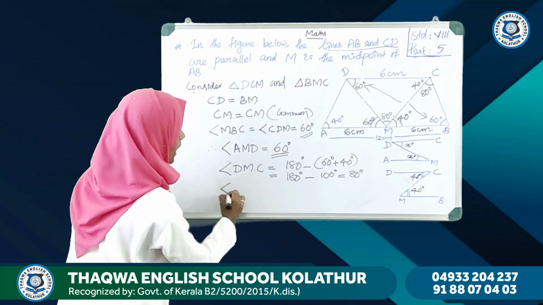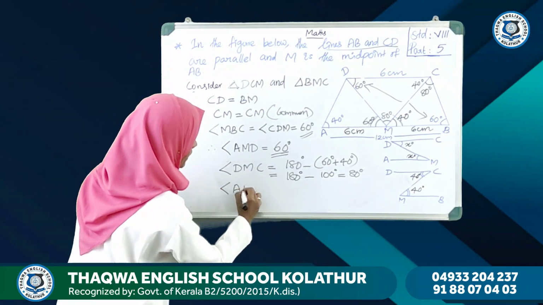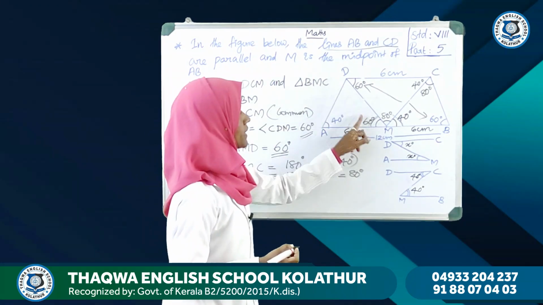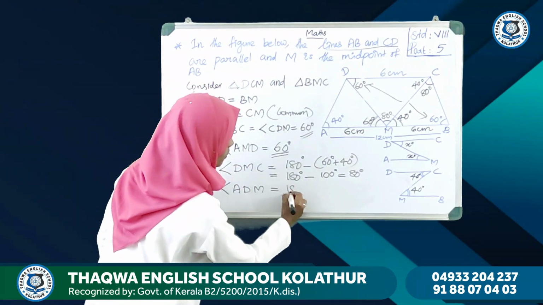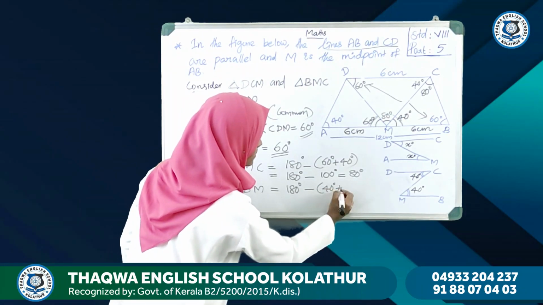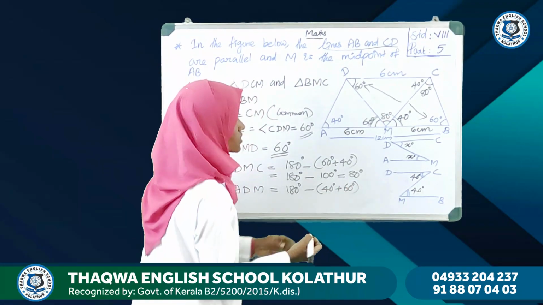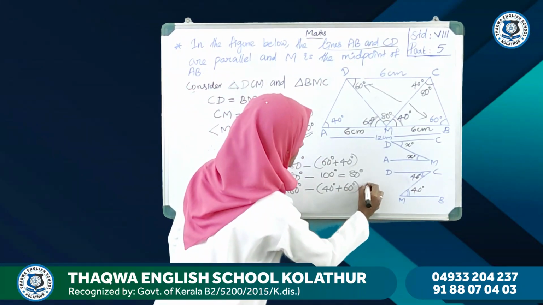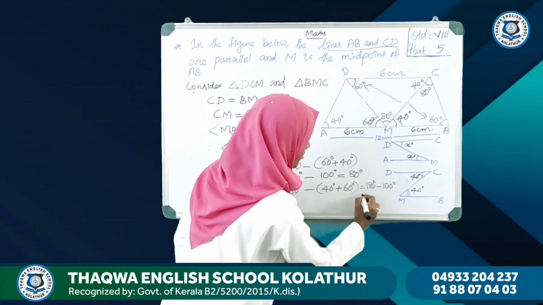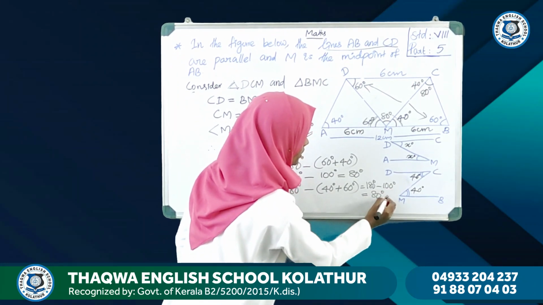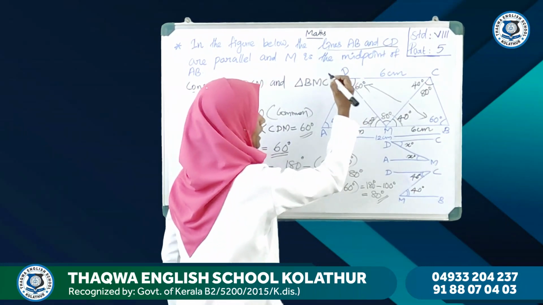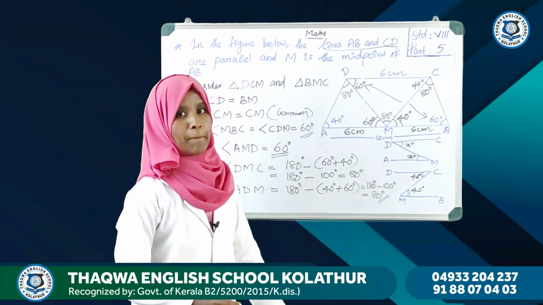Now next angle ADM. Angle ADM is also 180 minus 40 plus 60 or 60 plus 40. That is 180 minus 100. So 80 degree. This angle is 80 degree. Okay.